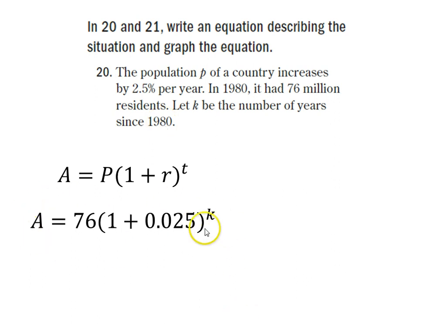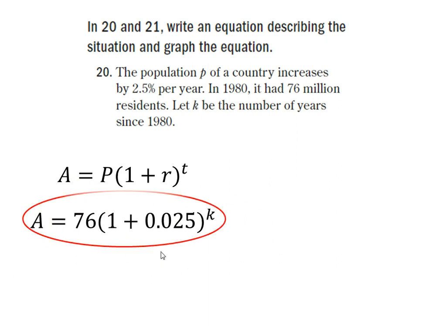So here's our function right here. This should really technically say P equals 76 times 1.025 to the k power because they told us the population P. So this should be a P. That's kind of nitpicky there. Even if I left this as a t, that's fine. We have the necessary information in the function.